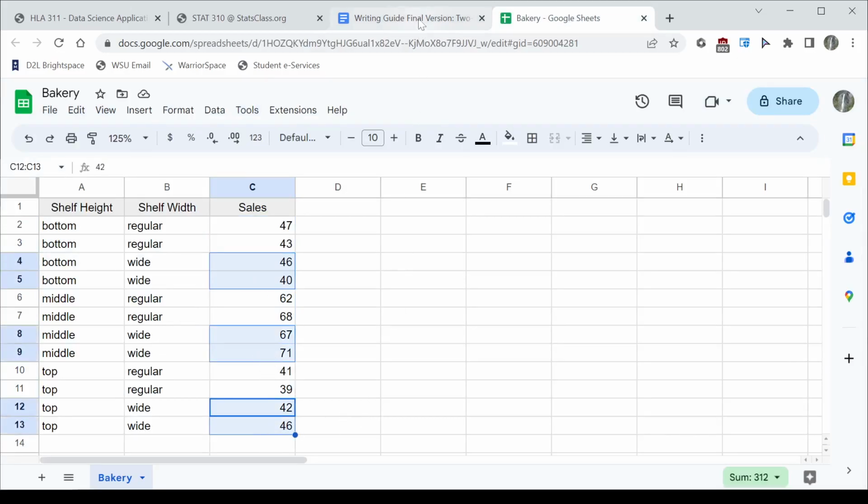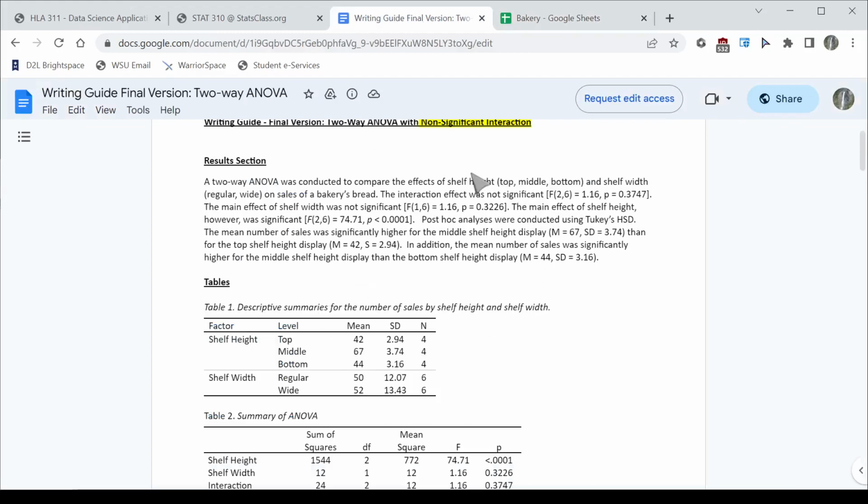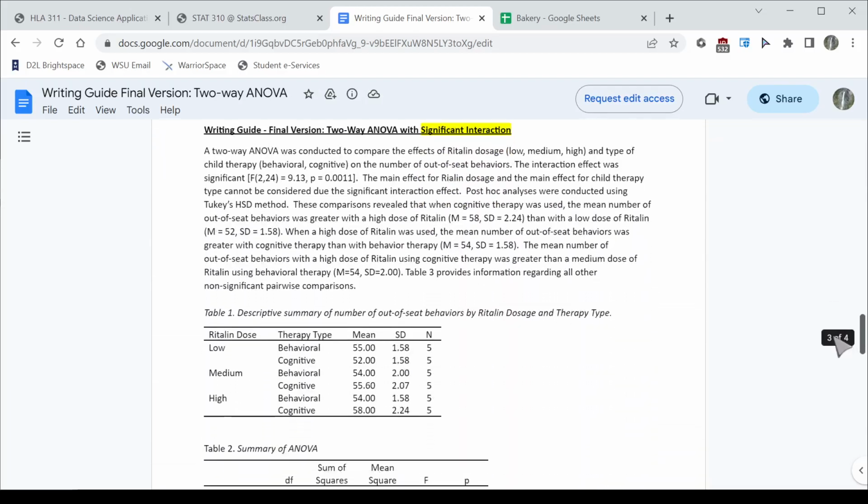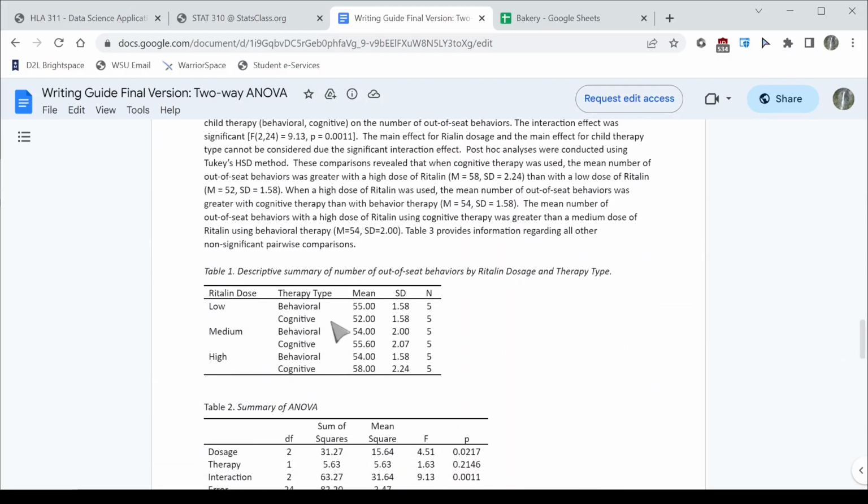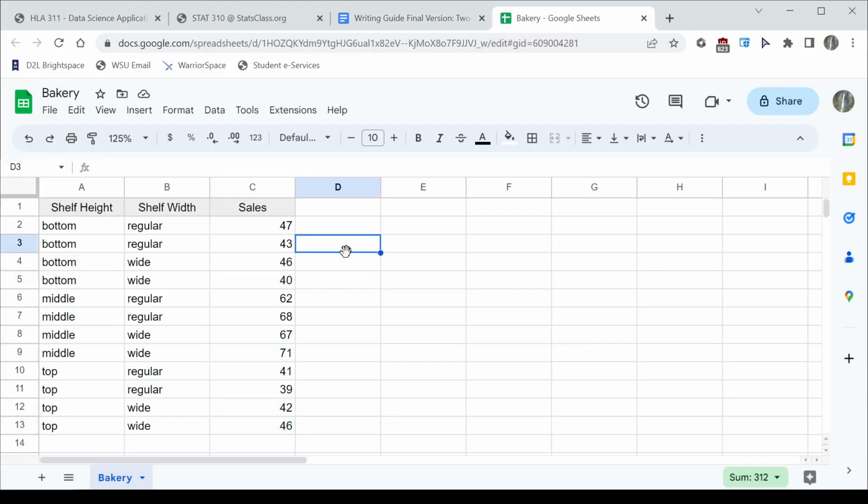Okay, so that's the construction of table number 1 when I have a non-significant interaction. When I have a significant interaction, what I've got to do is worry about the combination of those variables. I can't look at them in isolation of one another. So let us suppose here that if the bakery example had a significant interaction, then what I would have to do is look at the bottom regular shelf width. I'd have to do these in combination of one another.